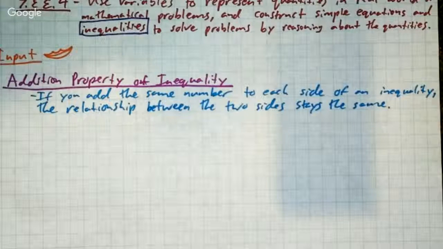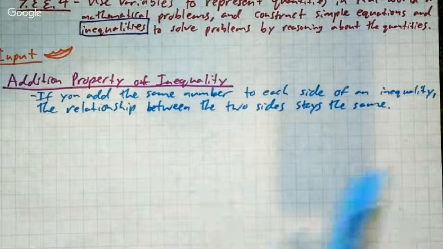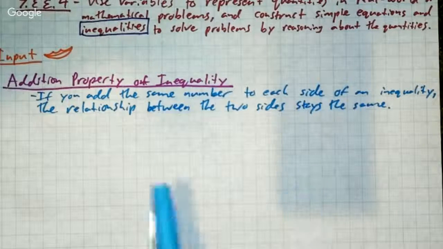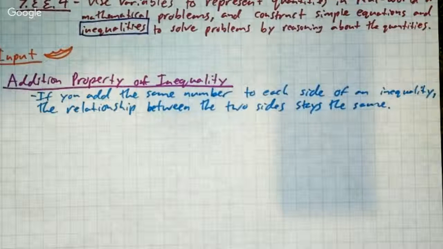Right? If we're looking at an equation and you add a number to one side and you add a number to the other side, you know that it's still going to be equal. Same thing with an inequality. If you add the same number to each side of an inequality, the two sides stay the same. That relationship will stay the same. So let's take a look at a very basic example of this.